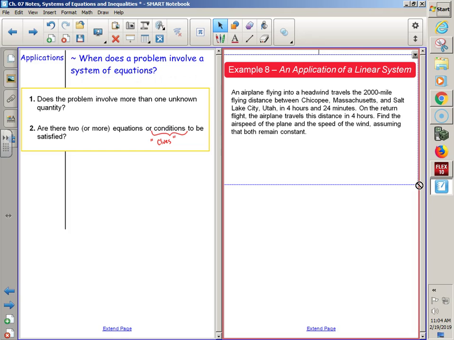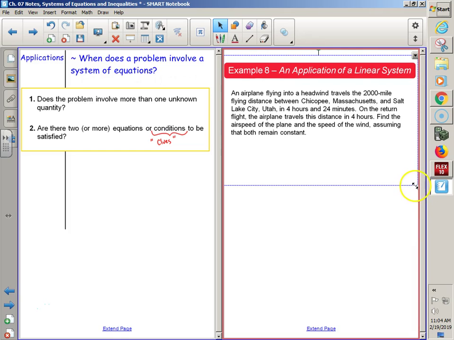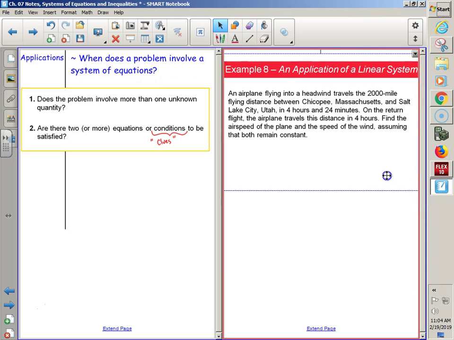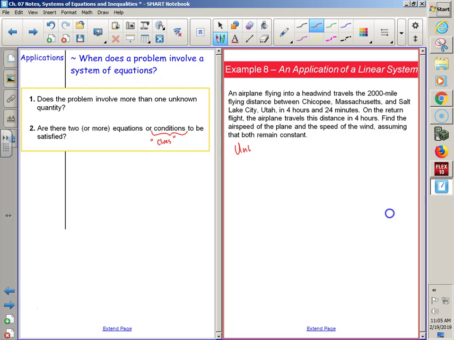Okay, Chicopee. An airplane flying into a headwind travels the 2,000-mile flying distance between Chicopee, Massachusetts, and Salt Lake City, Utah in 4 hours and 24 minutes. That sounds like a clue. On the return flight, the airplane travels this distance in 4 hours. That sounds like a second clue. Find the airspeed of the plane, one unknown, and the speed of the wind, another unknown. Okay. I have 2 unknowns, and I have 2 conditions or 2 clues. Let's see if we can figure this out.